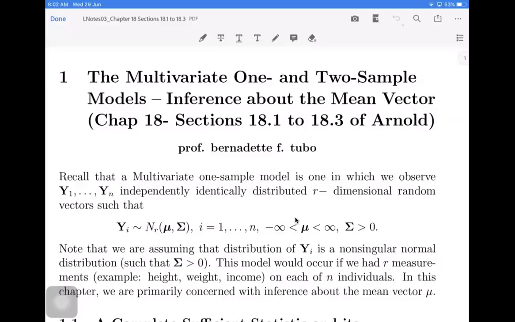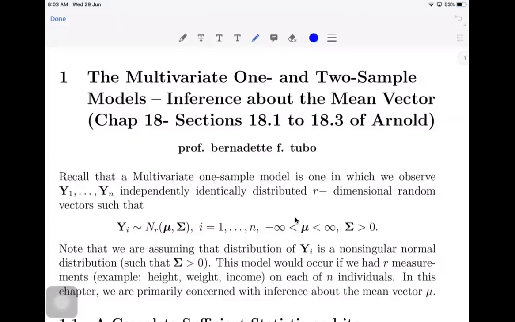Today we are going to discuss the first two sections maybe of chapter 18. So we will see as we go along. Chapter 18 will be talking about the multivariate one and two sample models, and this will be focusing on the inference about the mean. Inference means that we will be talking about estimation and hopefully hypothesis testing on the mean vector mu.